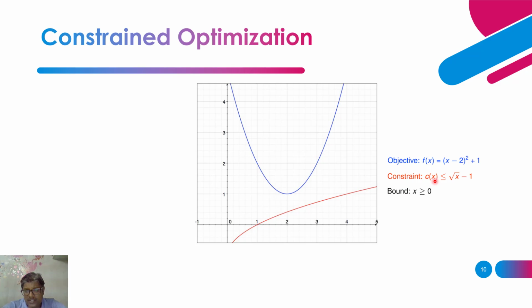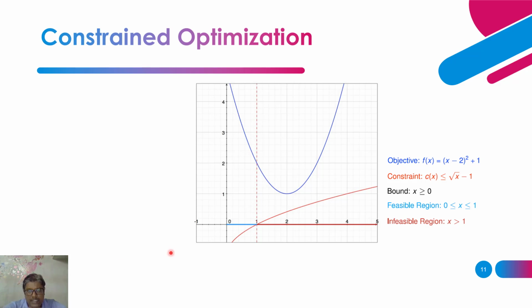Here the constraint c of x is less than or equal to square root of x minus 1. This is the constraint I have. The other one is the bound, that is x is greater than or equal to 0. That means this area, greater than or equal to 0, and the square root of x minus 1 constraint area should be below this. So over here it is down and over here it is up. So that's the constraint. You can see that very well here.